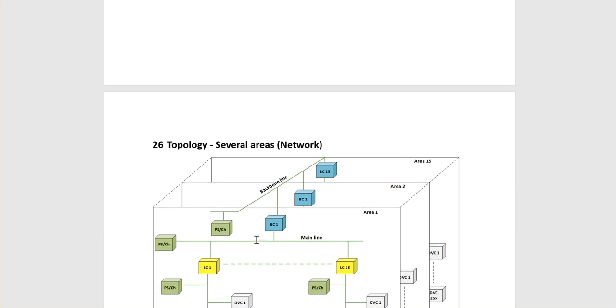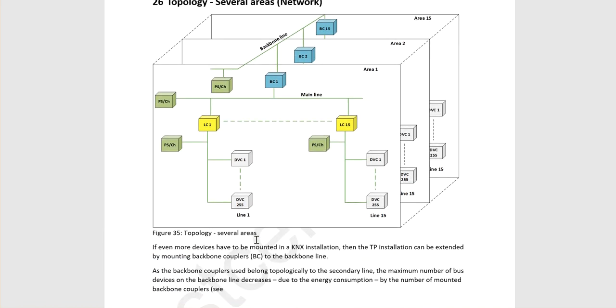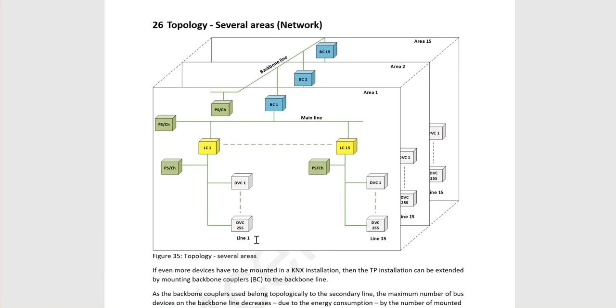Okay, now we get to the interesting picture of this chapter. So here you can see the maximum topology in KNX. Each area has the main line.